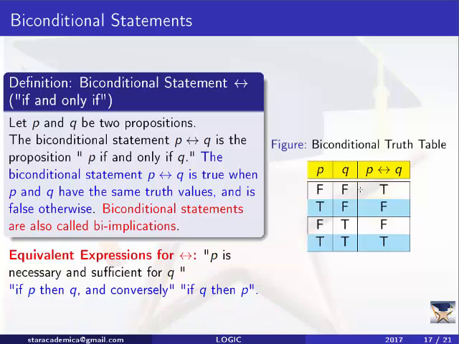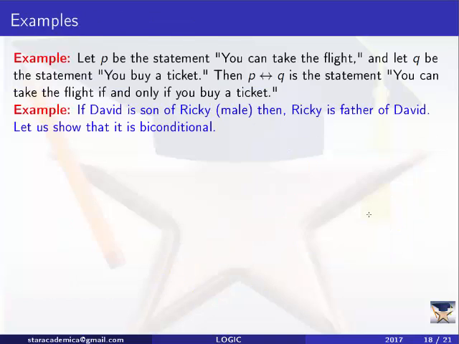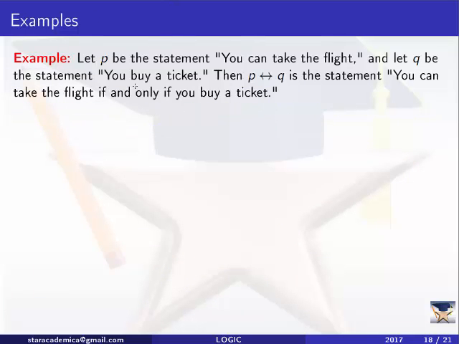Here is the truth table, as we mentioned a few minutes ago. If both are false, the result of the biconditional statement is true. If both are true, the result is true. Otherwise, if they are not the same, true, false, or false, true, the result is false. Let's look at an example. Let P be the statement you can take the flight, and Q be the statement you buy a ticket.